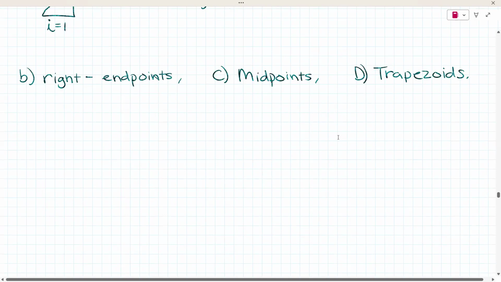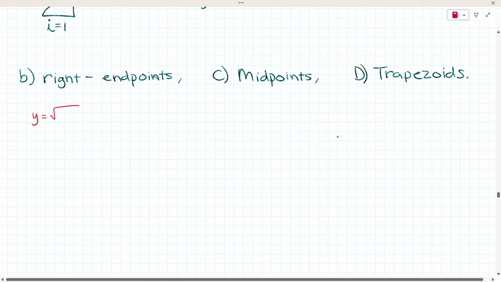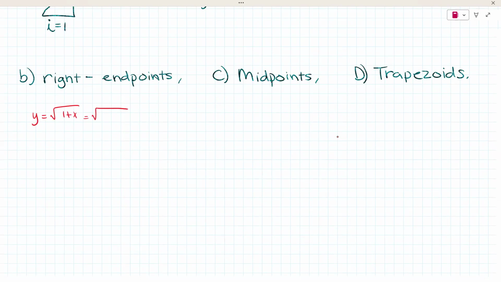Okay, so what I would do first is graph y equals square root of 1 plus x. That's also the same thing as square root of x plus 1. This x plus 1 means a horizontal shift of 1 unit to the left. So it might look something like this.